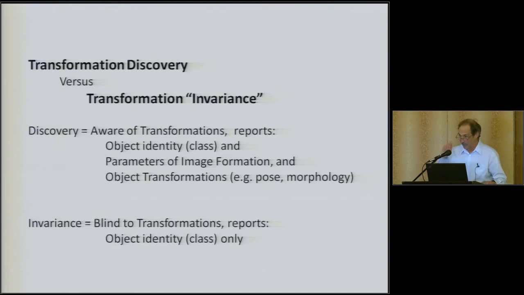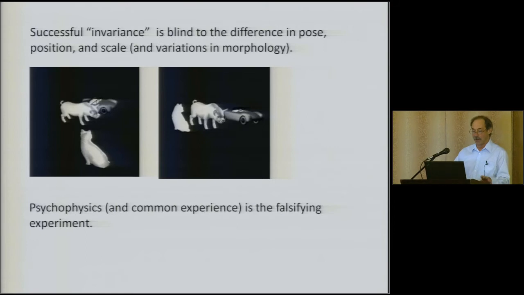Now, people in the field are probably familiar that there's a lot of talk about invariance, and that the objective of a lot of neuronal models has been to address this problem of the difference in appearance of things by invariance. The solution to MSC is a transformation discovery mechanism, and this is an extremely important difference, because discovery means that it's a method that is aware of transformation and is able to report not just the identity of an object, but the parameters of the image formation and of the object transformations itself, like pose and change in morphology, articulation, and so on. Invariance is specifically designed to be blind to transformation and reports only object identity. So in this particular case, successful invariance would be blind to the fact that these two pigs are posed differently, and similarly with the cats and the car and so on.